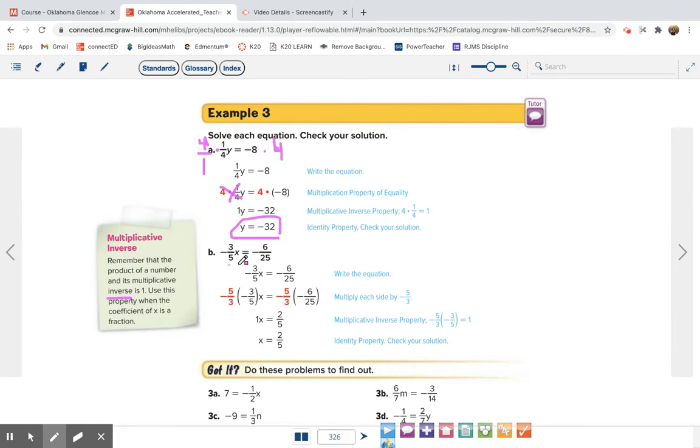Okay, here's another one where they're both fractions. So you have to look at what you're solving for to see what you need to get rid of. So we're trying to solve for x. So we only have to flip this fraction. We do not flip this one. Only the one you're trying to get rid of.